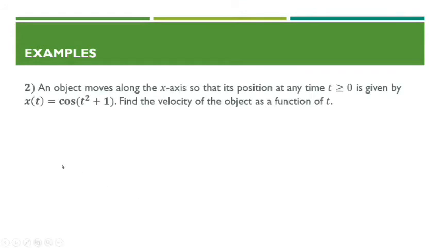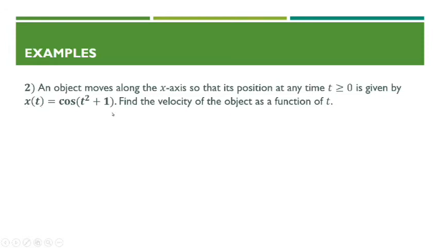Another example, let's have a word problem. An object moves along the x-axis so that its position at any time t greater than or equal to 0, so positive yung time, is given by the function of time along the x-axis. So the x of t is equal to cosine of t squared plus 1. Find the velocity of the object as a function of t.